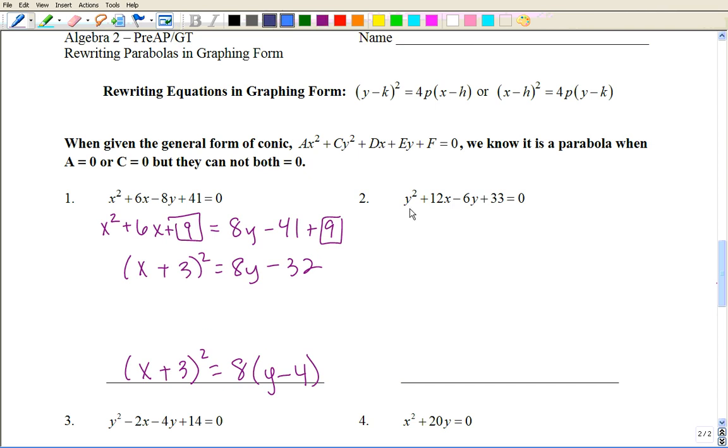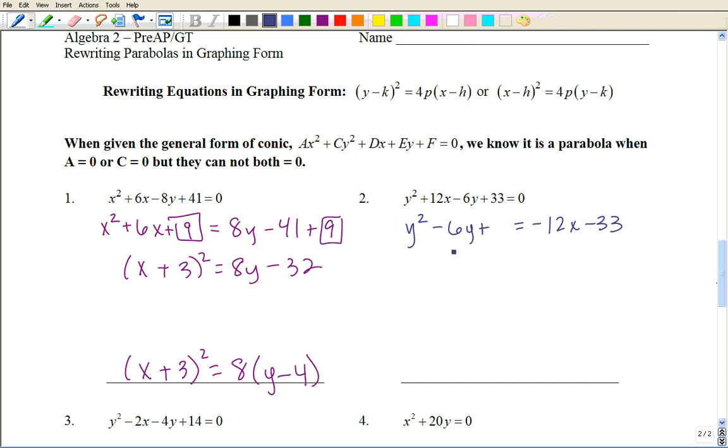Alright, let's look at another one. This time the y is squared. That means it's going to be a horizontal parabola. So the y squared term stays on the left, along with anything else that has a y, so minus 6y, and everything else moves to the right-hand side. So we have equals negative 12x and then minus 33.